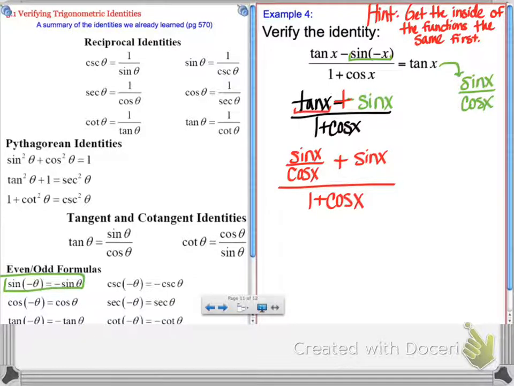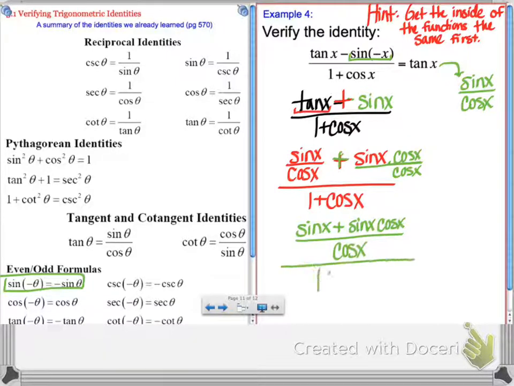Now this is not good. We have a fraction on top and it's being divided by another quantity. So it's fractions within fractions. So let's clean this up by working with the top only for a little while and making it so we can add the two fractions together by getting like denominators. So I'm going to literally add these two fractions together. Common denominator is cosine of x. So sine of x plus sine x cosine x all over cosine of x. And it's still all over my original denominator of 1 plus cosine of x.